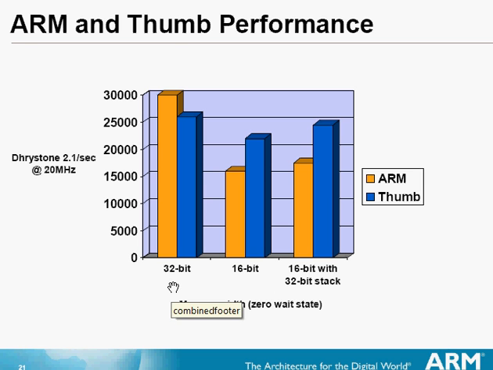So if you have 32-bit memory width, obviously ARM will give better performance. If you have 16, Thumb will give good performance. If you have options for both 16-bit with 32-bit stack, then again Thumb will give better performance. It means here Thumb's performance would be approximately the same as what we have here, right? Thumb's performance would be the same, but this ARM performance will go down a little bit.